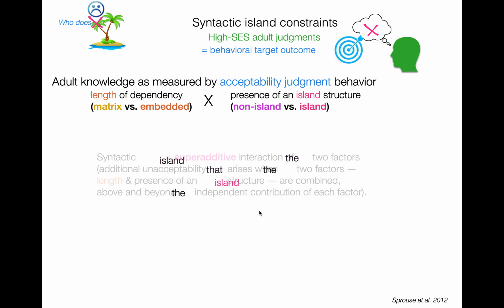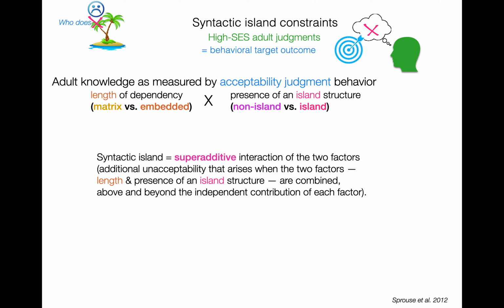And when we get judgments for a set of four stimuli, what we're looking for to signal that syntactic island knowledge is present in the adult is a super additive interaction of these two factors.